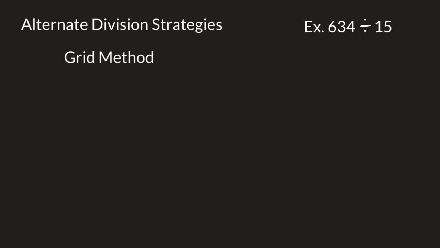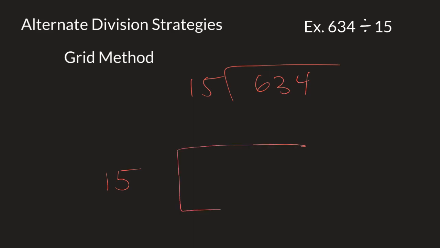For example, if we're going to divide something by 15, we want to highlight that we have to break these down into manageable chunks. So that's what we're going to do with the grid method. Let's actually erase this and bring it down a little bit lower. And we've got 15 down here. And let's have our boxes.